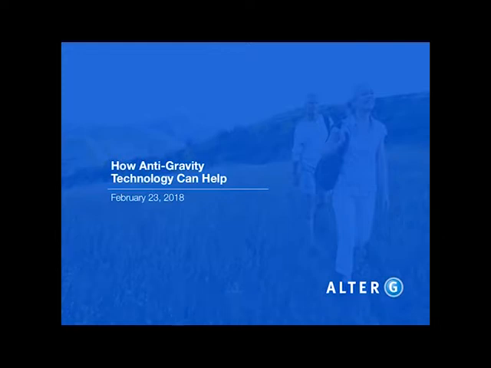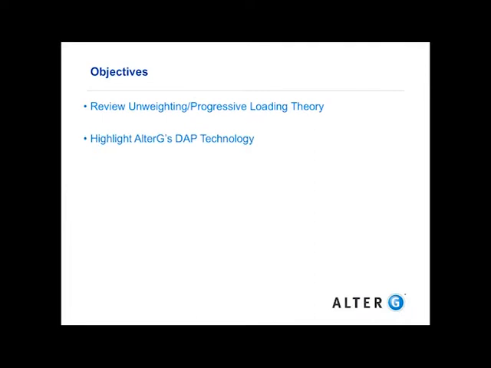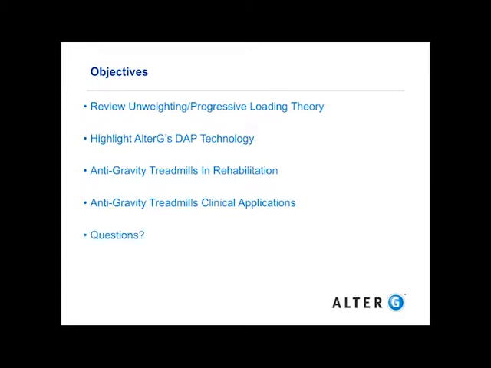And what I wanted to do today was to talk to you all about our anti-gravity technology. We'll talk a little bit about unweighting, progressive loading theory. From there, we'll highlight the differential air pressure technology that we use at AlterG to provide body weight support. We'll talk about how to use anti-gravity treadmills in rehabilitation, some of the theory behind it, and then especially clinical applications, what types of patient populations, diagnoses, who would be appropriate for the AlterG. And then lastly, we'll leave some time open for questions that you might have regarding clinical applications or the product itself.